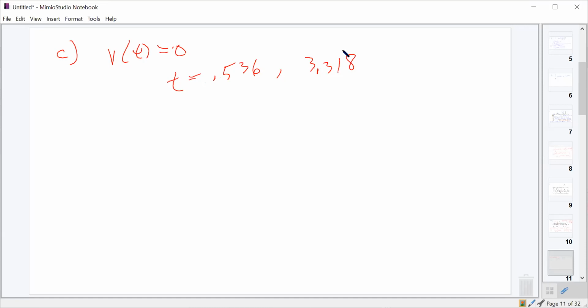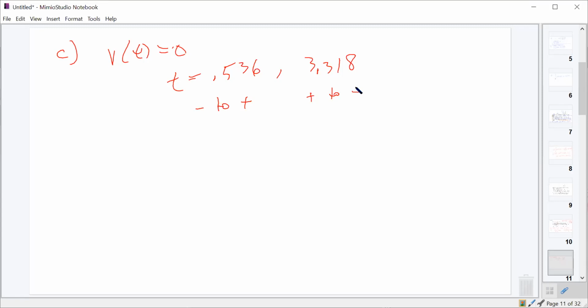We would note that at t equals 0.536, it goes from negative to positive, and at 3.318 it goes from positive to negative. You don't need to note which direction. You just need to note that there is a sign change in the velocity at those points. So make sure you write that it equals 0 at these points, and both of them have a sign change of velocity, so this is where it changes direction. If you want to specify negative to positive and positive to negative, that's great, but you don't have to. Good or no?